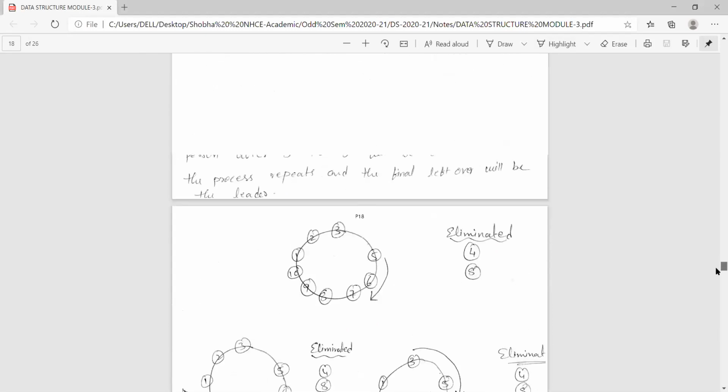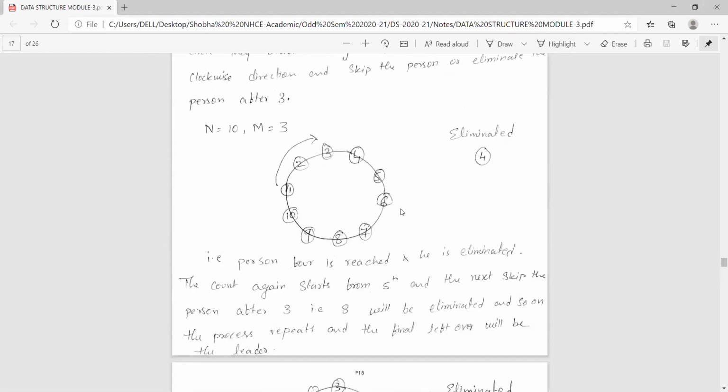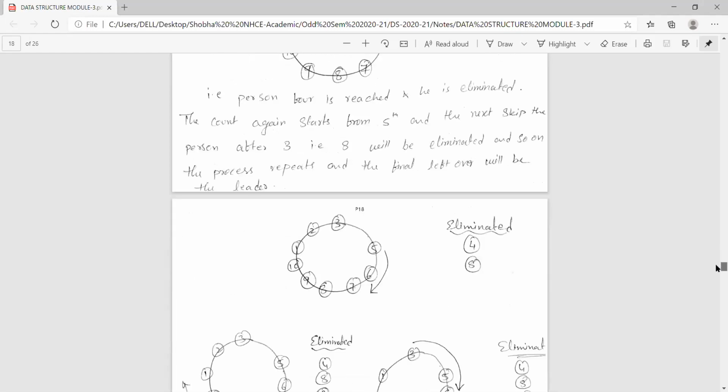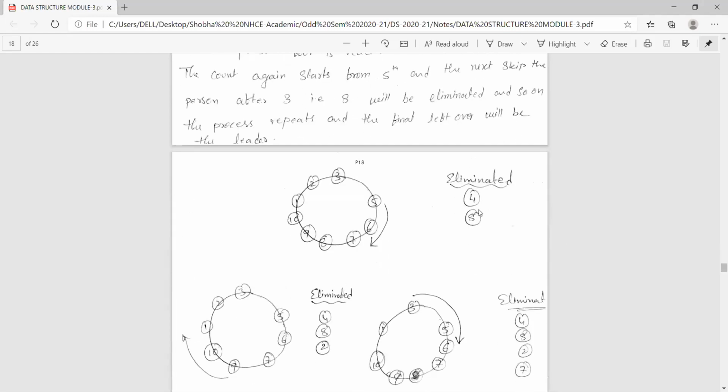Okay, anyway, it is starting stepwise. So that is what it is saying. That is, person 4 is reached and he will be eliminated. Once eliminated, the count again starts from 5. Whoever is immediately after the eliminated person, from there your count starts again. So 5, 6, 7 is 3 counts. The fourth position after that is 8. So 8 will be eliminated, and like this it will be repeated. So 4 is eliminated first.